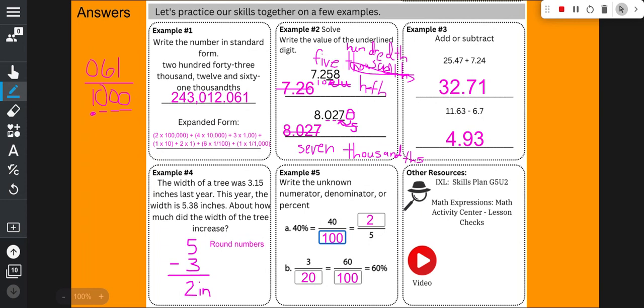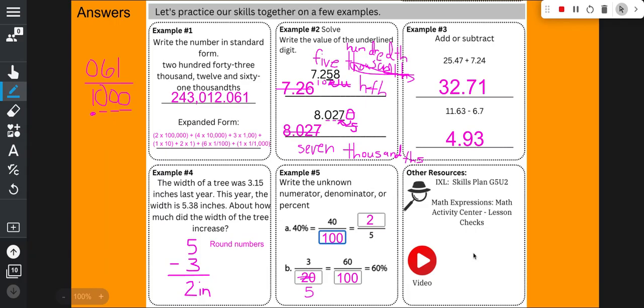If we have 40%, we have 40 out of 100. To get from 40 or 100 to 5, we divided by 20, so 40 divided by 20 is 2. 3 times 20 was 60, so I know that I had 100 on the bottom, divided by 20, and that answer's wrong too. That should be a 5. So 3/5 is the same thing as 60/100, which is 60%.